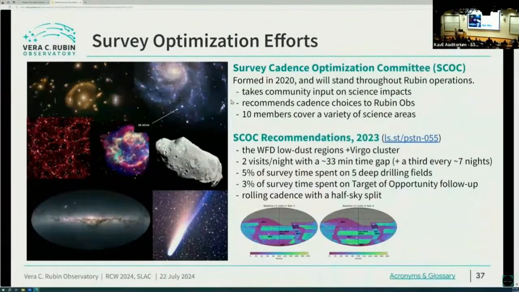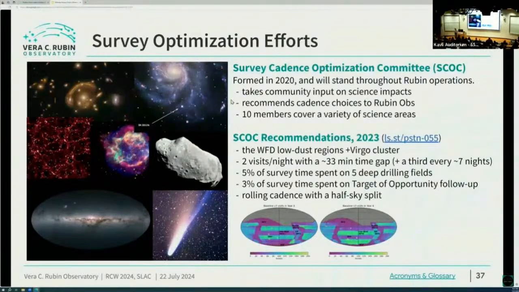They have been working very hard. They delivered a phase 2 recommendation last year that made big strides forward. We improved the overall wide pass deep aspect of the survey, added the Virgo cluster. We improved how the internight visits would work. We finalized the assignment of at least 5% of time on the deep drilling fields and 3% of time for the target of opportunity follow-up, but without a detailed plan for what that would look like.